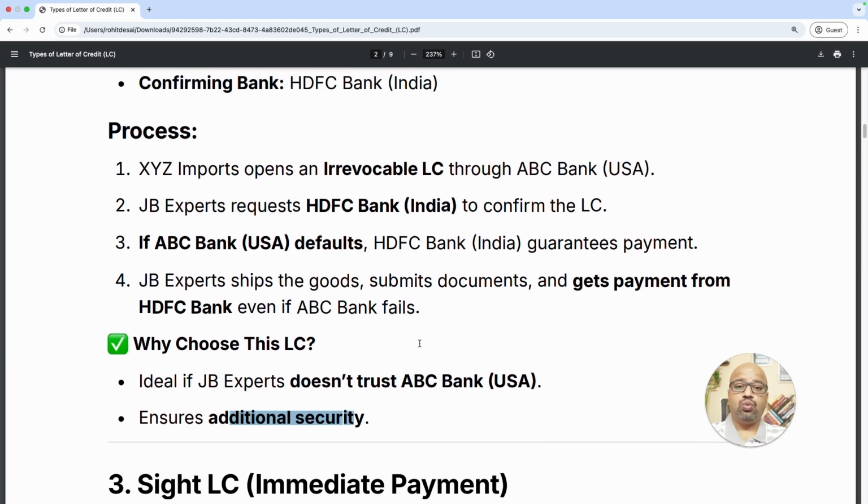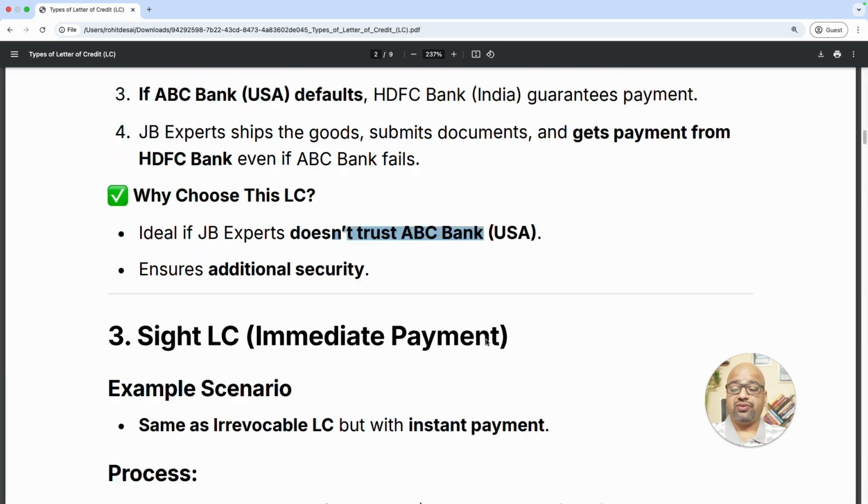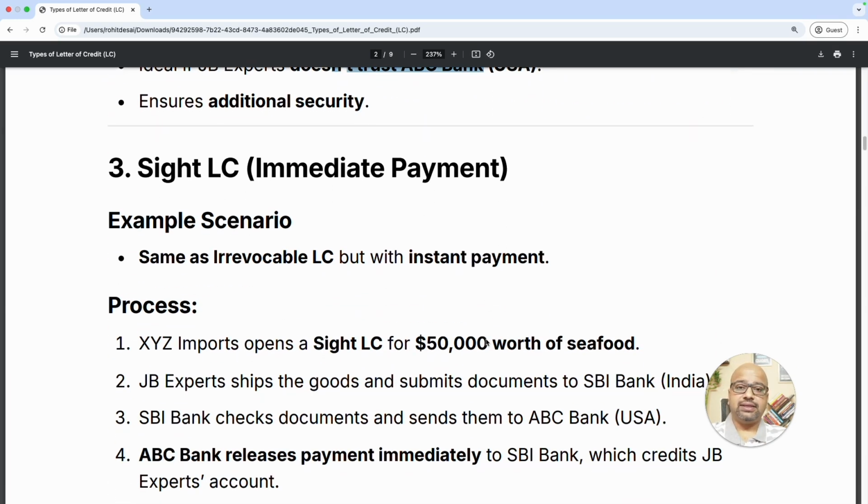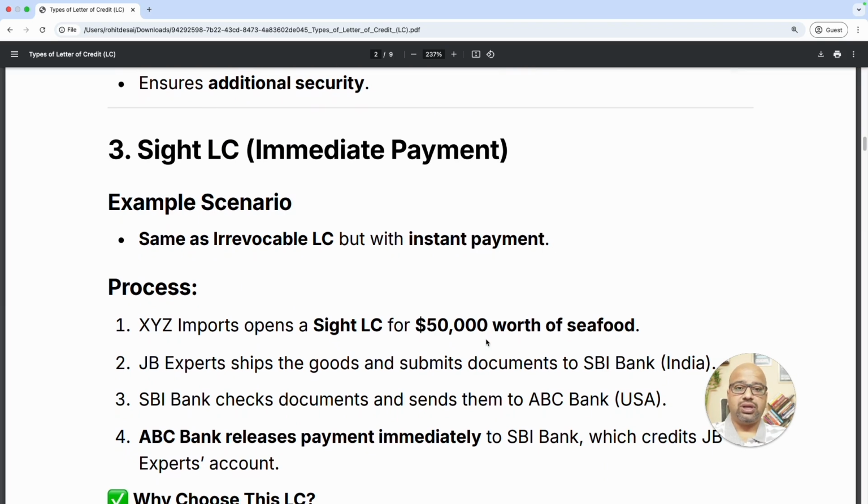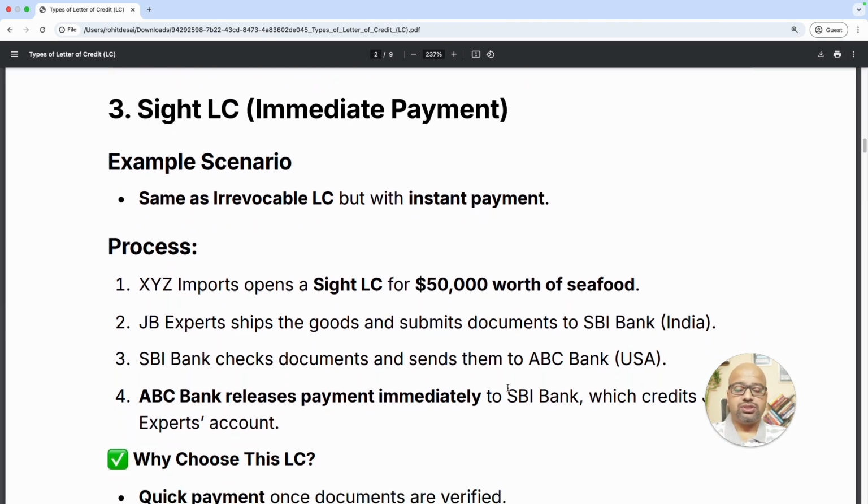So you want to get a return. So there should be a return on your investments. In that case, this is the additional security that you should prefer. Sight LC. This is like immediate, like cash on delivery. You submit your documents, you get your money. So here it's almost similar, like everything is similar to irrevocable LC.